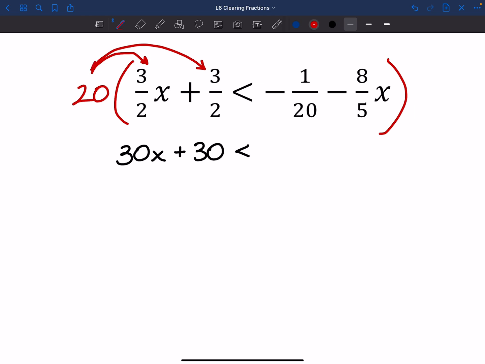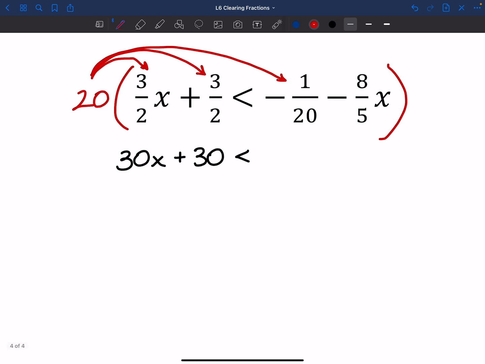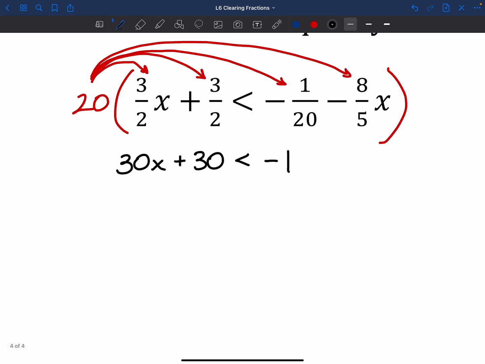Over on the other side, 20 times -1/20. 20 divided by 20 on the bottom is 1. And then 1 times 1 is still 1. So we're going to get -1 there. Last fraction, 20 divided by the 5 on the bottom leaves us with 4. We're going to take that 4 and multiply it by the 8 that's up top. So 4 times 8 is going to give us 32. So we'll say minus 32x.